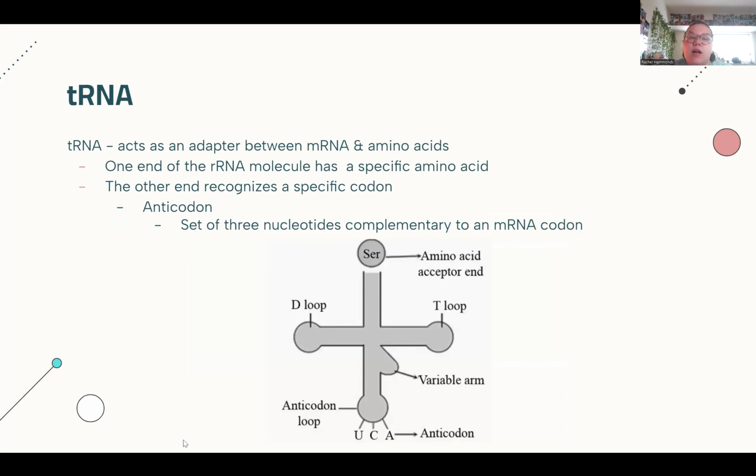Okay, tRNA. This is the funky looking RNA. It acts as an adapter between mRNA and amino acids. One end of the tRNA molecule carries a specific amino acid. The other end of the tRNA recognizes a specific codon. So it recognizes it here, and then it sends up an anticodon, 3 complementary nucleotides, and they pop off an amino acid.